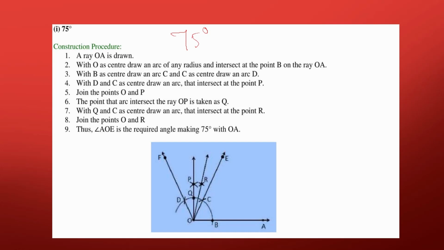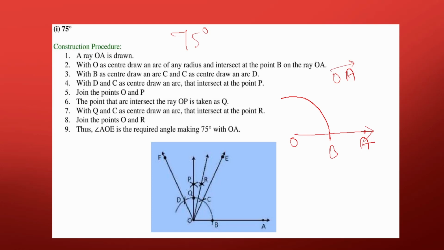Step 1, ray OA is drawn. Ray we have drawn, right? With O as a center, draw any radius and intersect at the point B. This ray is the OA. As you know, OA is represented by this line, like this. After that, drawing this one, this point is like this one, okay.